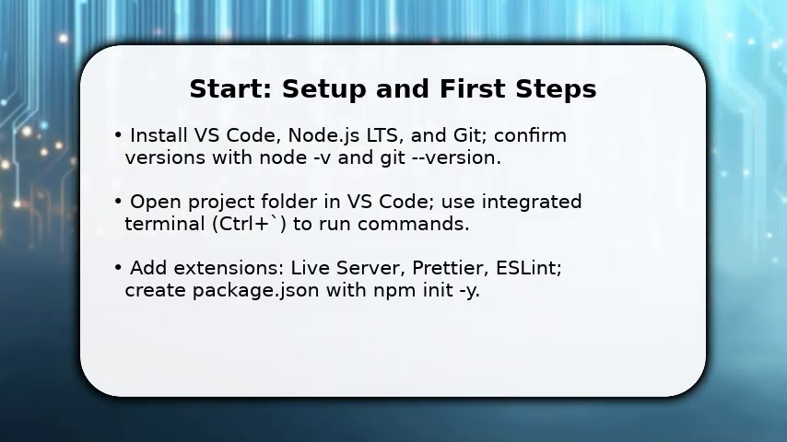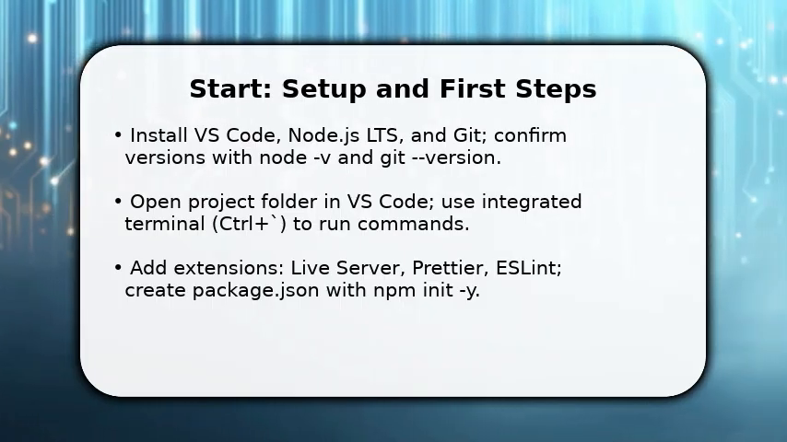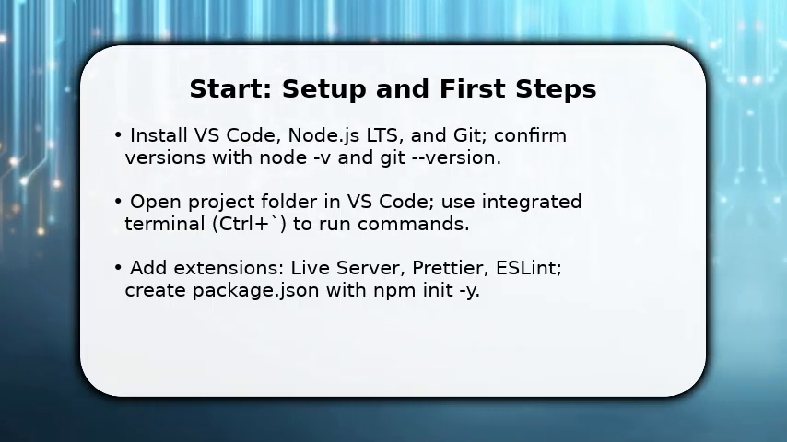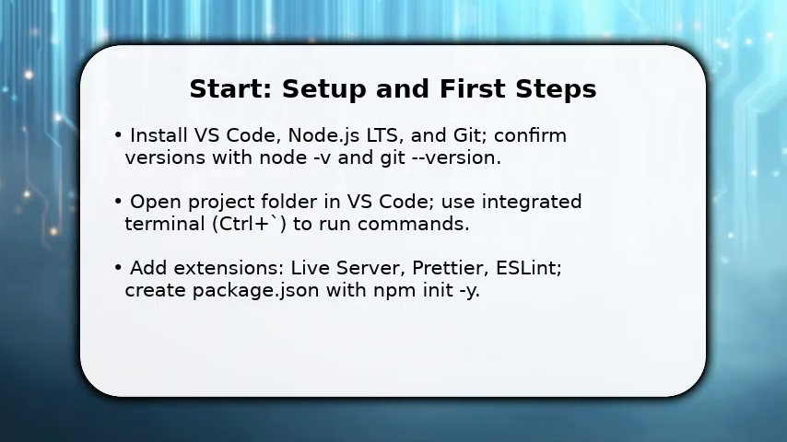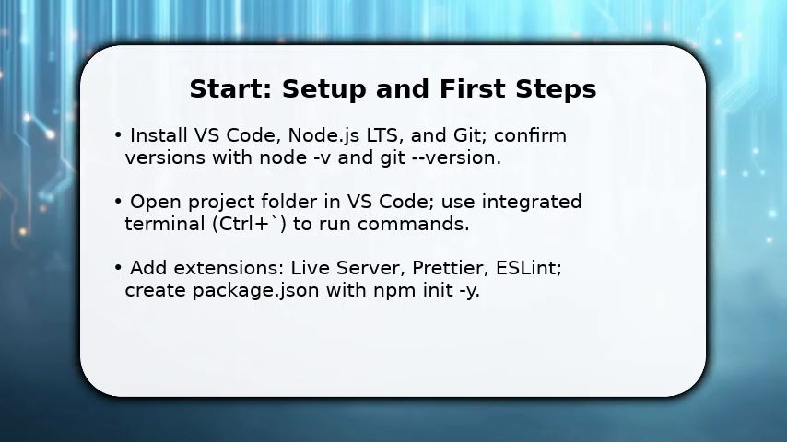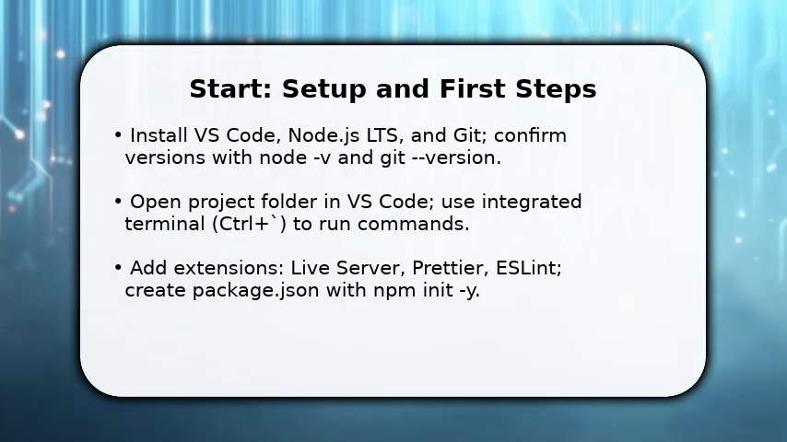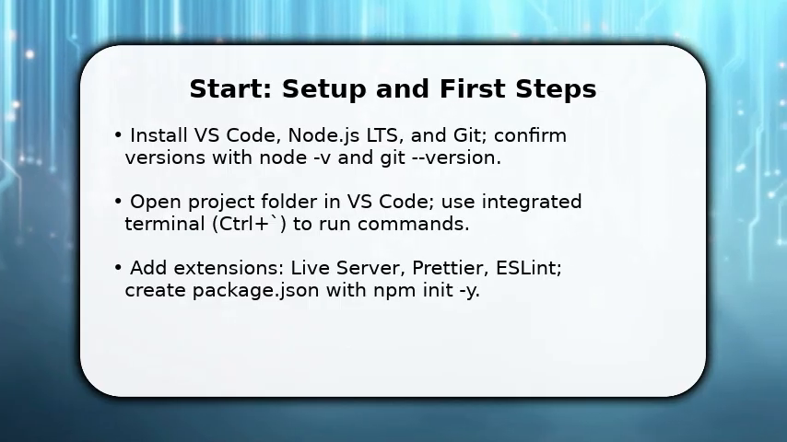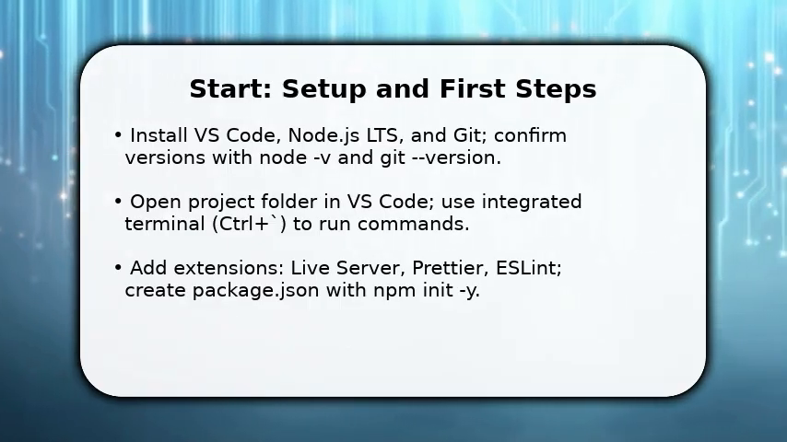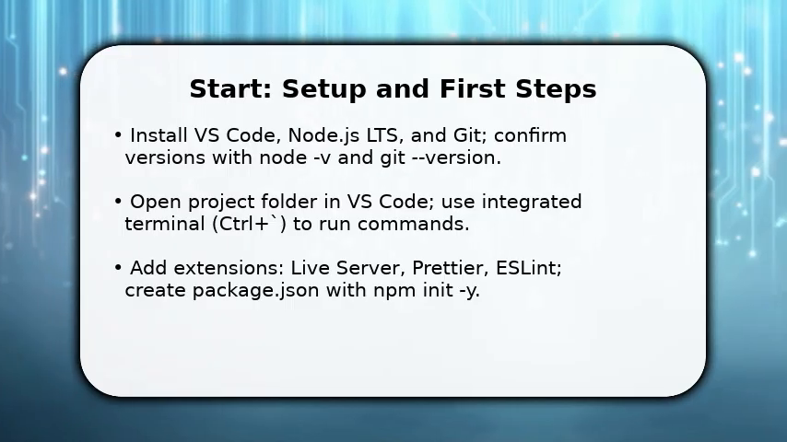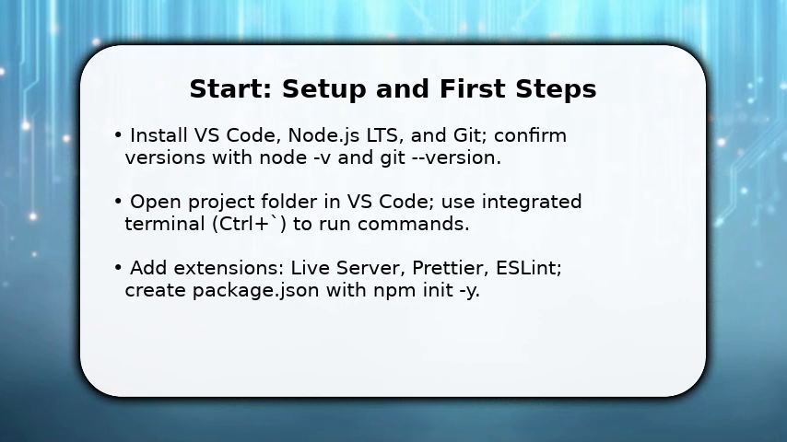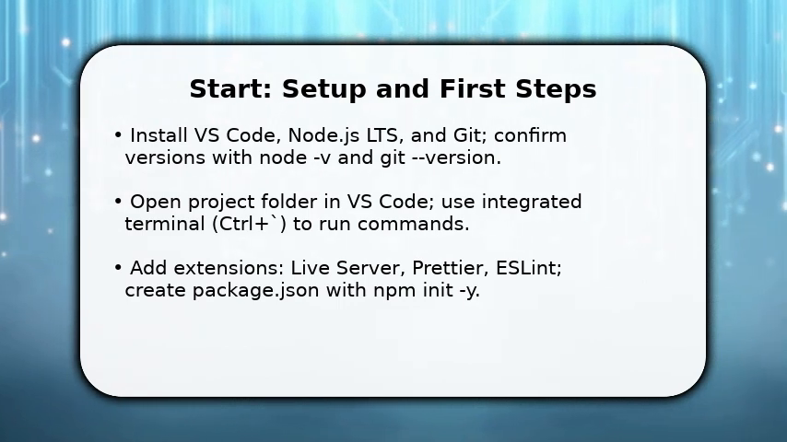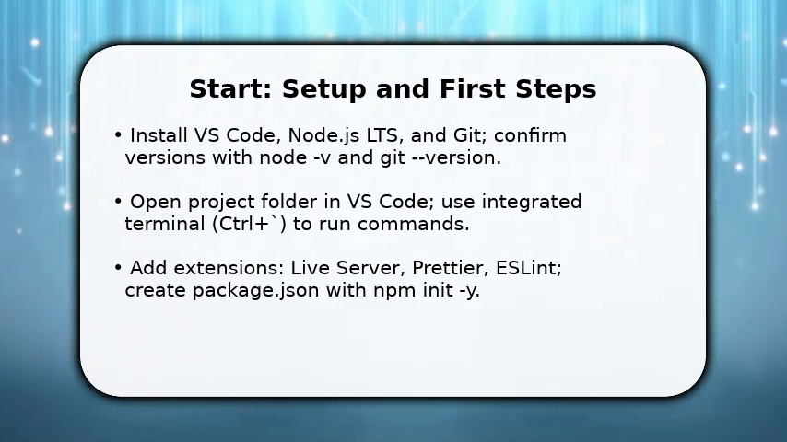You begin by getting the essentials working so you can move quickly. Open your project folder in VS Code and use the integrated terminal to run npm init. That creates package.json and makes dependency installs predictable. Install Node.js and Git first to enable local servers and version control. Then add Live Server, Prettier, and ESLint extensions so you have instant feedback on changes and consistent formatting. Once done, create a simple index.html and index.js to confirm the environment.